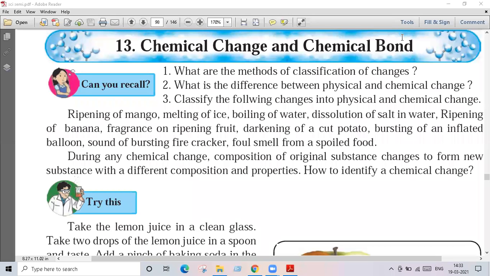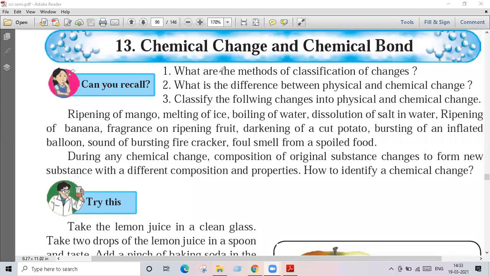Next chapter is lesson number 13, chemical change and chemical bond. So the changes are of two types: chemical change and physical change. So what is the difference between these two changes? You have already learned about it.